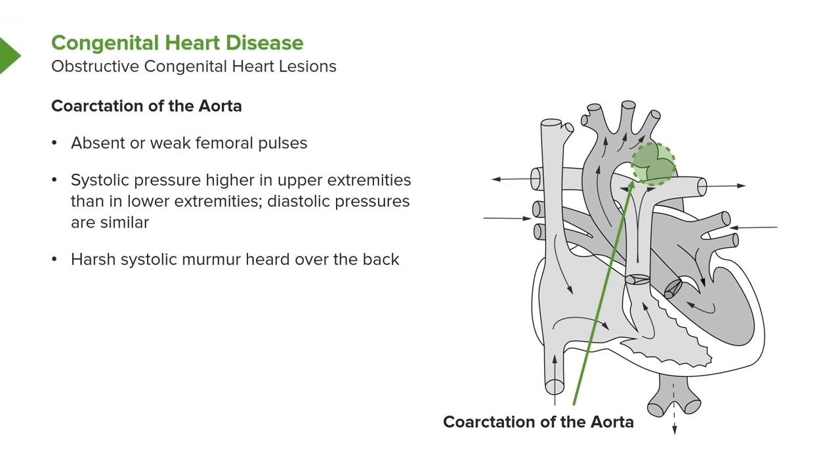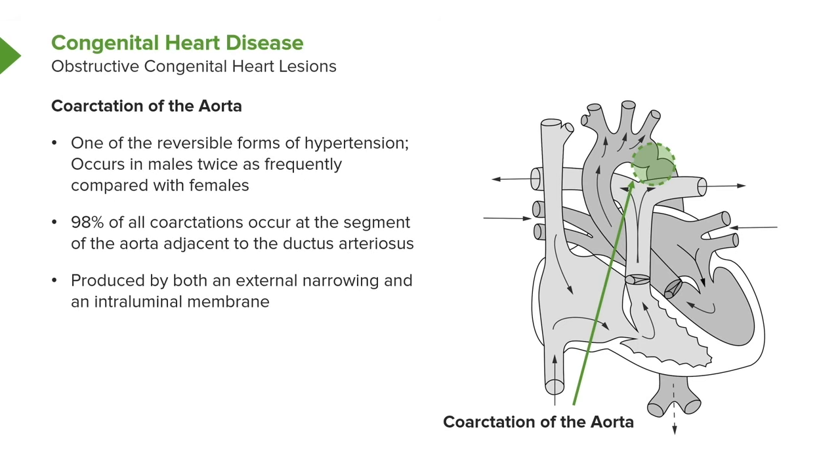The clue is that you have nice bounding pulses in the arms and almost no pulse in the legs. And you say, how come? I can feel a bounding pulse in the arms, I can't feel it in the legs. And then often a chest X-ray gives you the answer. This is one of the correctable forms of high blood pressure. Most patients with high blood pressure don't have correctable forms, but this is one of them.